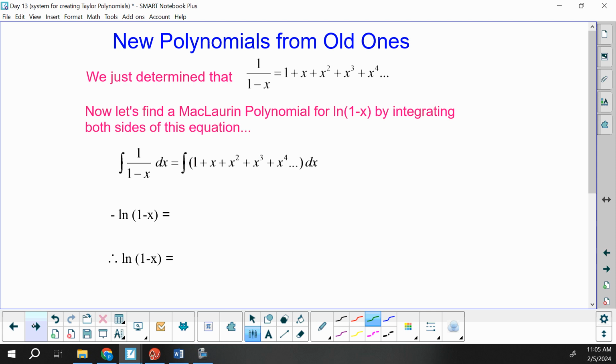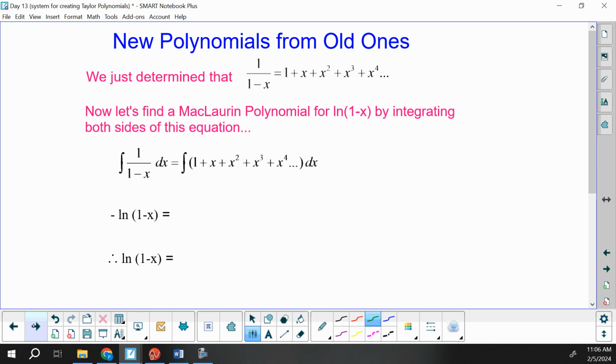So we've seen the idea of getting new polynomials from old ones. We used sine to get cos. We used the sine and cos ones to get things for sine squared, cos squared, our identity of sine 2x, things like that. Well, what we're going to do now is we're going to take that polynomial we saw earlier for 1 over 1 minus x, which is really just a geometric series starting with 1 and multiplying by x each time, to eventually get one for natural log of 1 minus x.